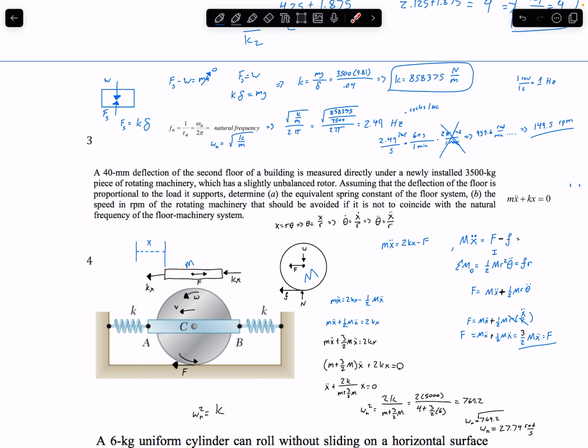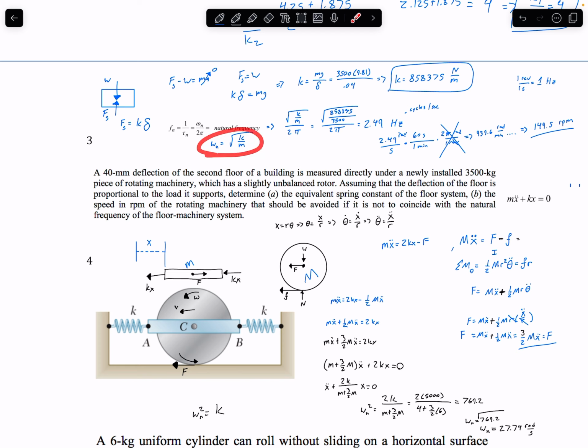And so we know it's not going up and down, so force of the spring minus weight is equal to 0, or force of spring is equal to the weight. And so K delta is equal to mg, so we get K is equal to mg divided by delta, and we get K is equal to 858,375 newtons per meter.